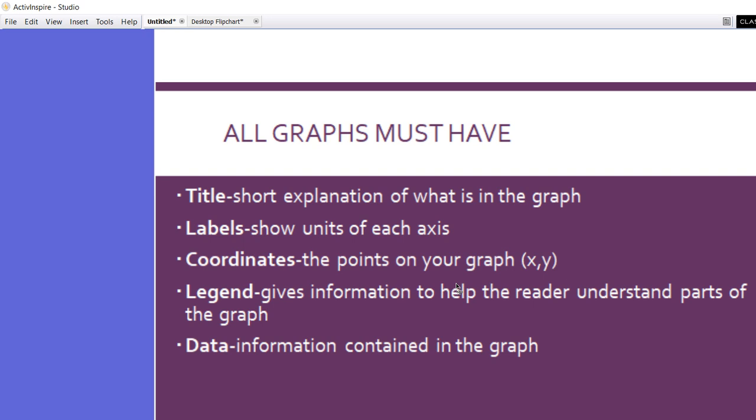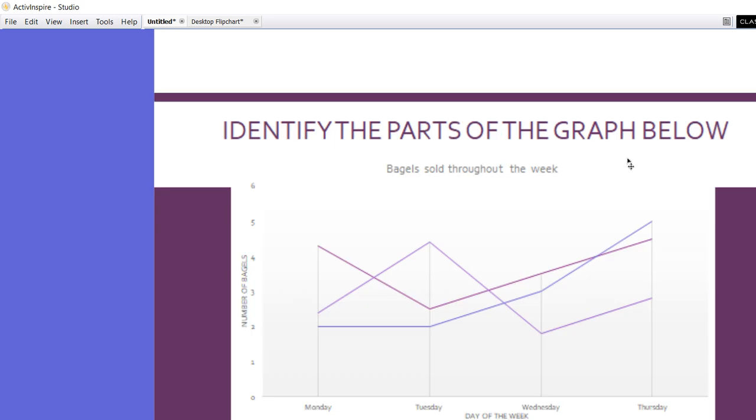So at the bottom of your paper, you should have this graph. We're actually going to identify all those key parts on this graph. So let's start with the title. On this graph, the title is here, bagels sold throughout the week. And the title basically tells us that the information, the data contained in this graph, is going to tell me about how many bagels were sold throughout the week.